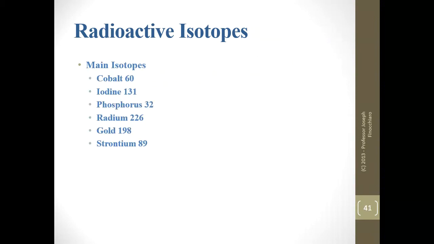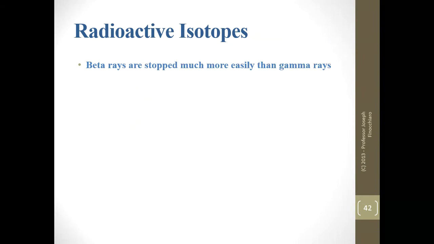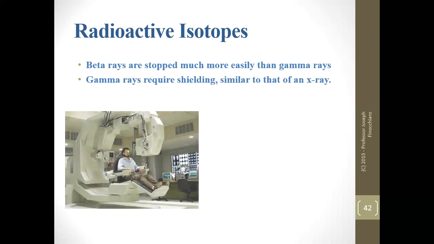Main isotopes, and you need to know all of these. You need to know all of these. Note card them, whatever it takes. Cobalt, iodine, phosphorus, radium, gold, strontium. Professor Finn, what about the numbers? The numbers matter too. The numbers matter too. Okay? Beta rays are stopped much more easily than gamma rays. Gamma rays require shielding similar to that of an X-ray.